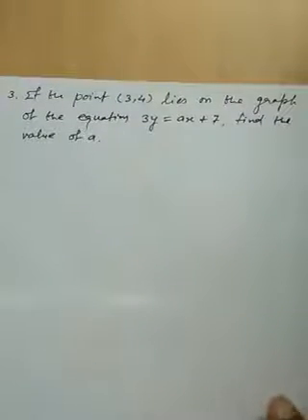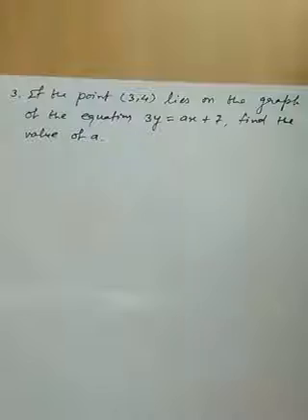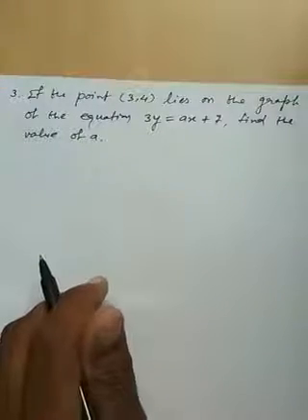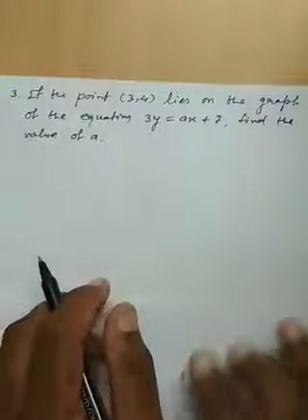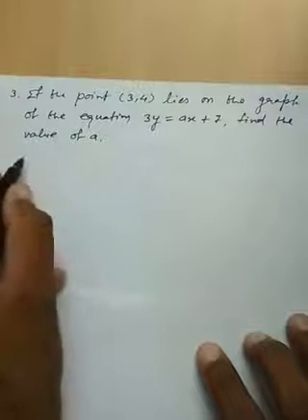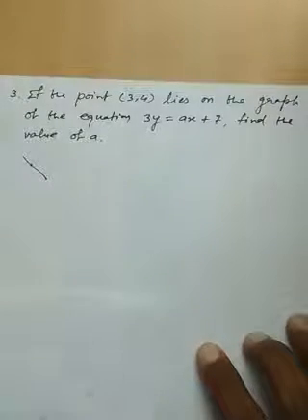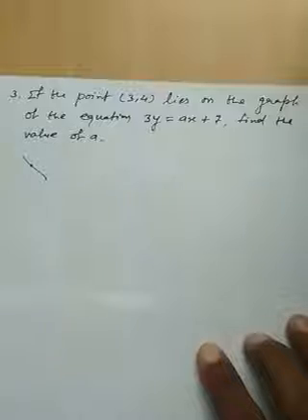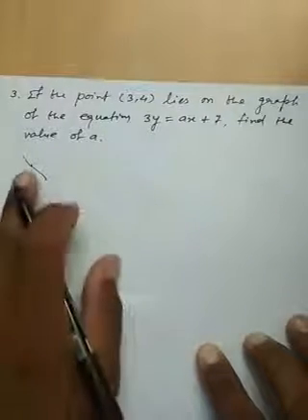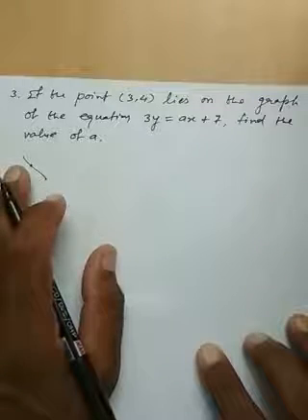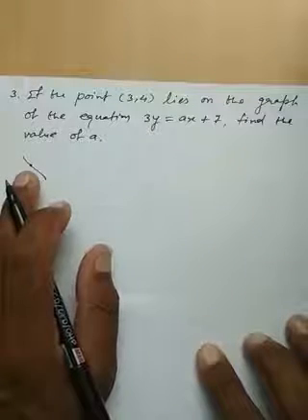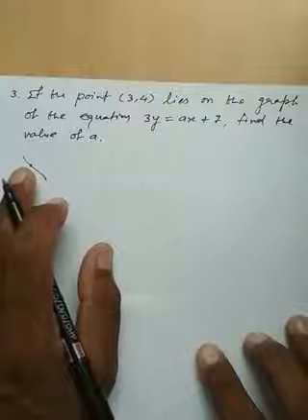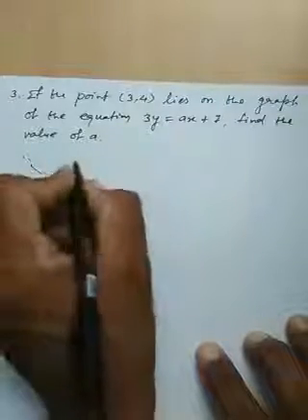Next question is, if the point (3, 4) lies on the graph of the equation. Suppose this is a line and the point (3, 4) lies on it. So (3, 4) lies on this graph. Therefore (3, 4) is a solution. Every point that lies on the graph of the equation is a solution.